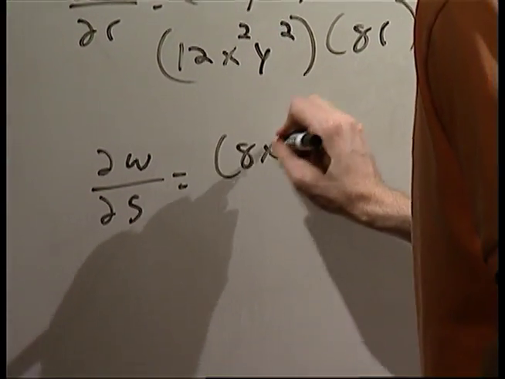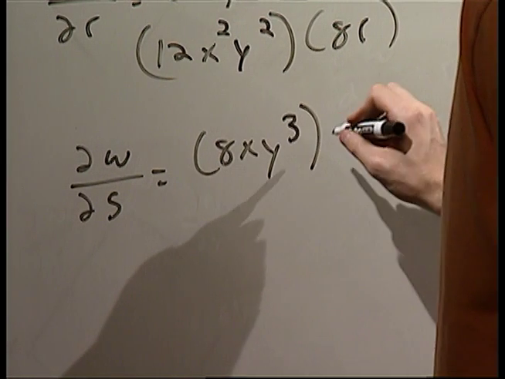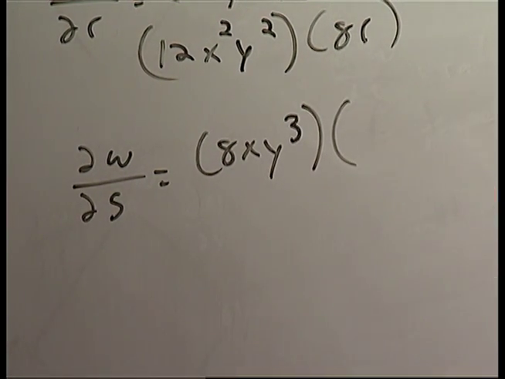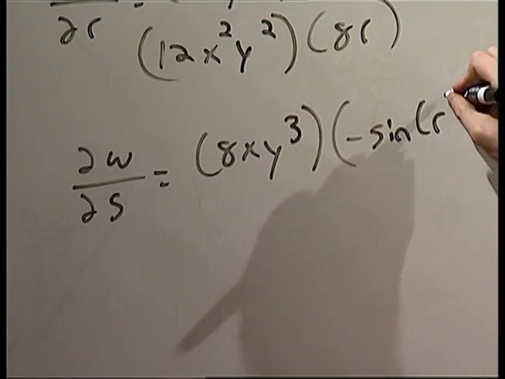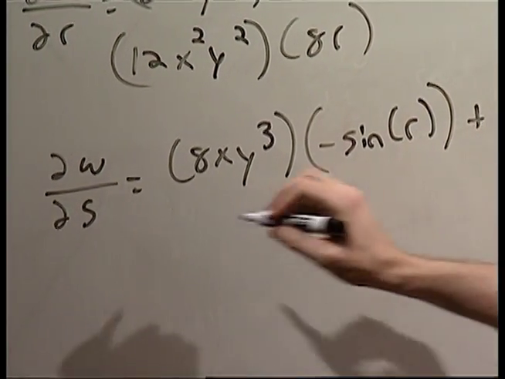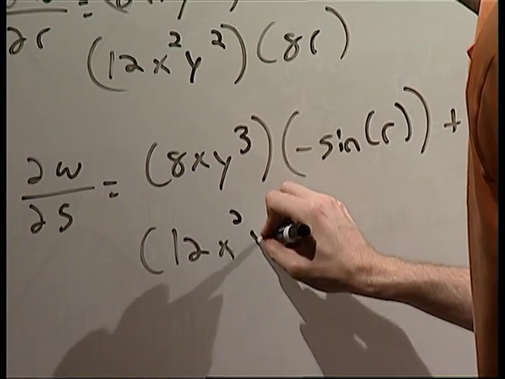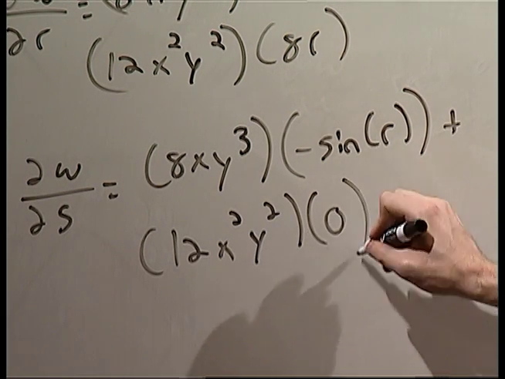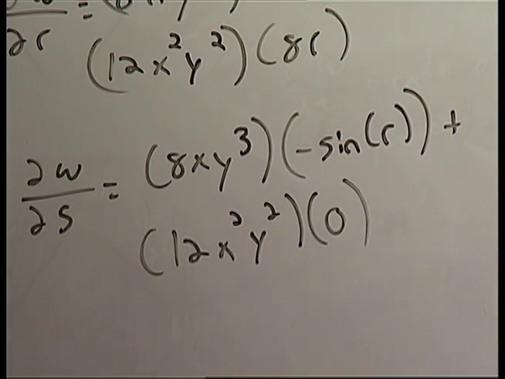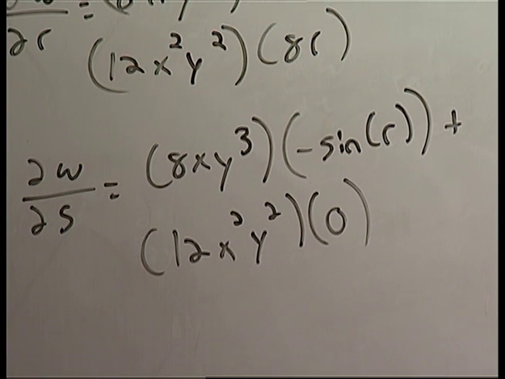The partials with respect to w, x, and y are the same. What changes is that now we have partial x, partial s, right? That's just minus sine r. And everything's the same down here, except now we have partial y, partial s. There's no s in there, so it's just 0, so that goes away. So you have those here, right?